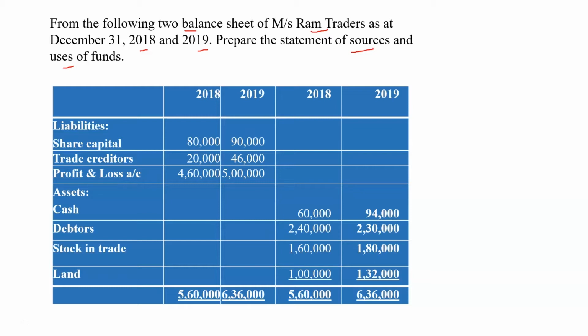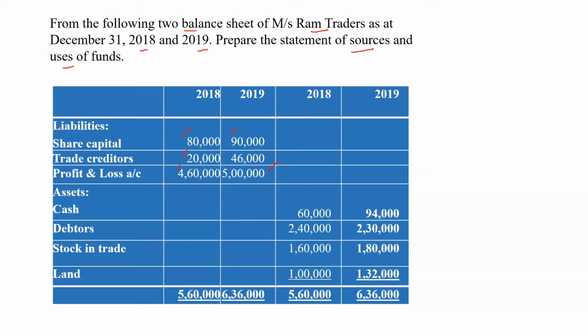So when you look at the liability side, the firm has share capital, which has increased from 80,000 to 90,000. Creditors, there is an increase in creditors. That means we managed to get more credit. It was only 20,000, whereas it has gone up to 46,000. And the profit has increased from 4,60,000 to 5 lakhs. So there is an increase of 40,000 in profits.